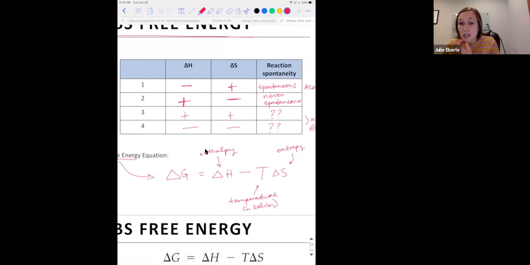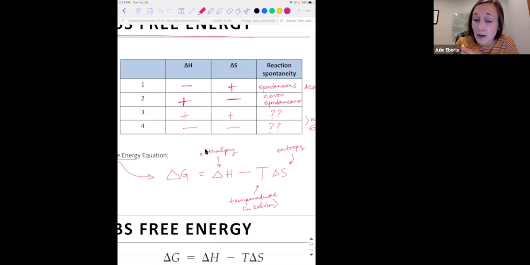So delta G equals delta H minus the temperature times the entropy term. And temperature has to be in Kelvin because remember, in delta S, we have units of Kelvin. That's why temperature has to be in Kelvin. Another thing, the Kelvin scale doesn't have negative numbers. There's no such thing as a negative Kelvin. So you can never plug in a negative temperature.